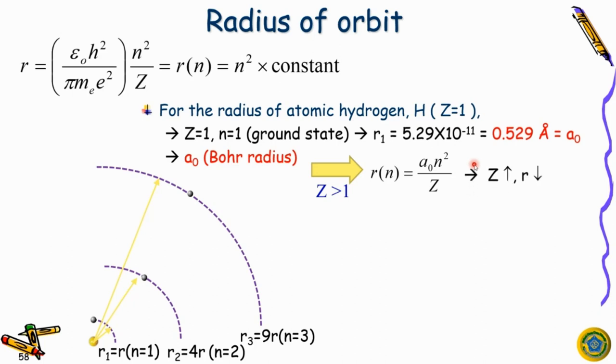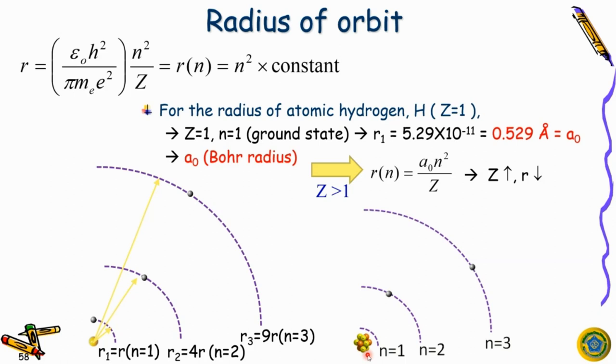Right. So, as you know, if we increase Z, that means we increase the number of protons in the nucleus, and R will reduce. So if we have two protons in the nucleus, or three, R1 will reduce. This electron will be closer to the nucleus. That means the electron will be pulled in close to the nucleus if I have more protons. It makes sense to you, right?